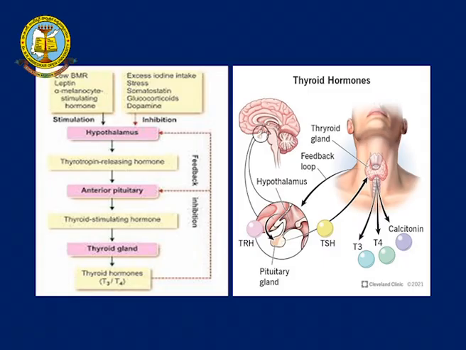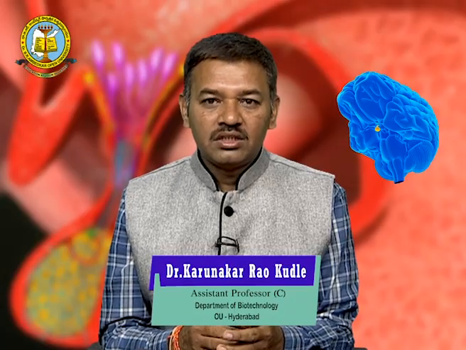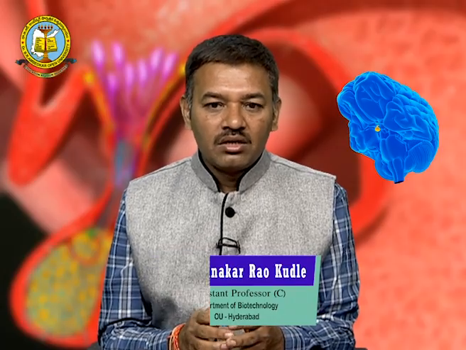The hormones are activated in different stages. Excess iodine intake, stress, osmotic stress, glucocorticoids and dopamine act as inhibitors. When the BMR level is low, leptin and other stimulating hormones activate the hypothalamus, and then the hypothalamus automatically activates TRH, TSH, T3, T4 and calcitonin. These are the thyroid-related mechanisms. Thank you.